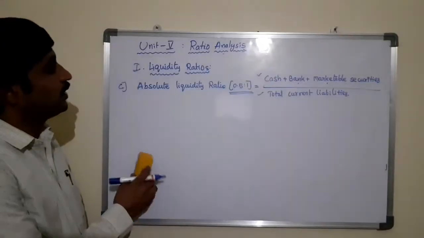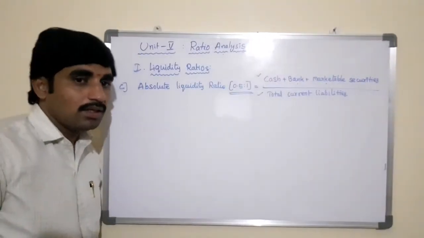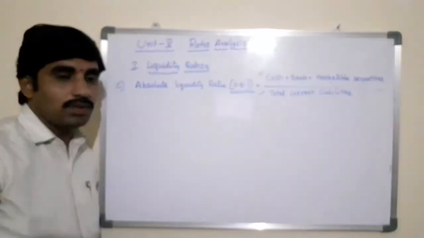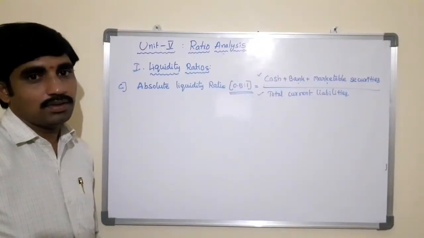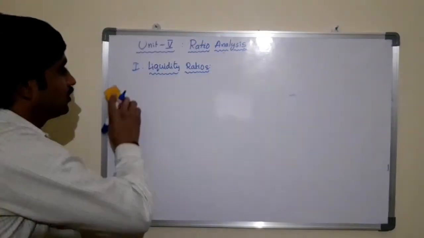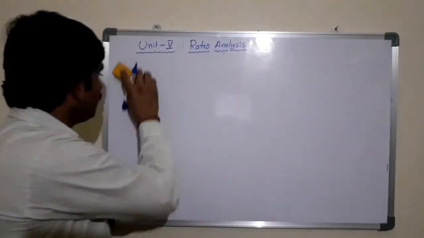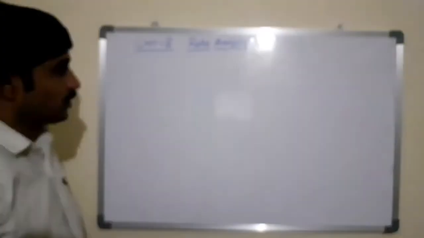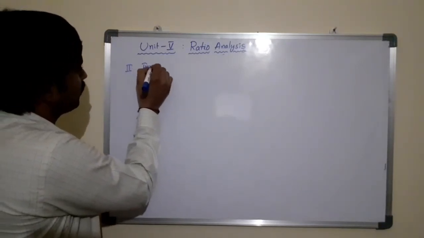So these liquidity ratios are used to measure the short-term solvency position of the business, or to understand the position of the company, whether it is able to meet the short-term commitments. This is the importance of the liquidity ratio in the business, which is used to understand the position of the company in terms of short-term solvency. And the second type of ratios is turnover ratios.